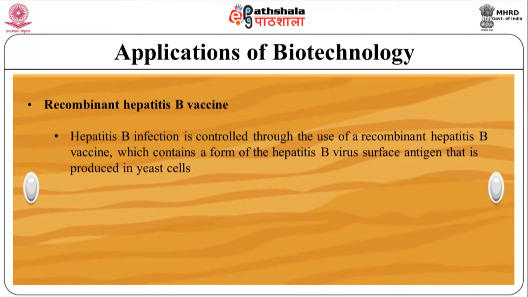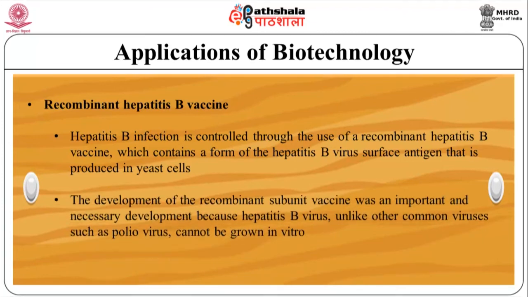Recombinant hepatitis B vaccine. Hepatitis B infection is controlled through the use of a recombinant hepatitis B vaccine, which contains a form of the hepatitis B virus surface antigen that is produced in yeast cells. The development of the recombinant subunit vaccine was an important and necessary development because hepatitis B virus, unlike other common viruses such as poliovirus, cannot be grown in vitro.